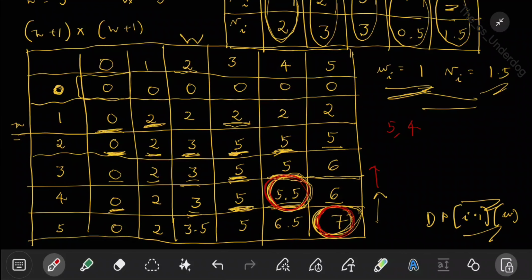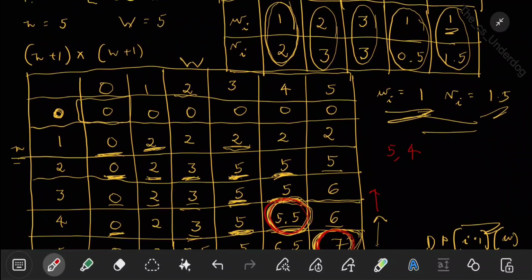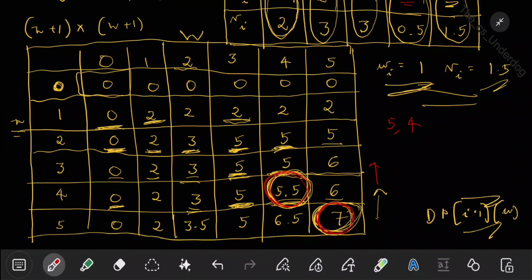So the fifth item was included, the fourth item was also included. And what is the weight of the fourth item? Weight of the fourth item is also 1. What will I do now? I'll move in this row, one block to the left, because the weight is 1. So I reached this block. Now what will I check? I will check whether the block above is having the same value. That is having the same value 5, which means this particular item was not included. So I'll move to this block. So I know the third item was not included.